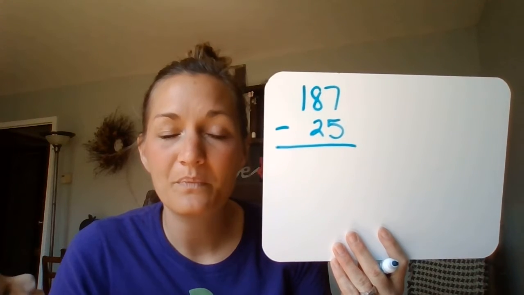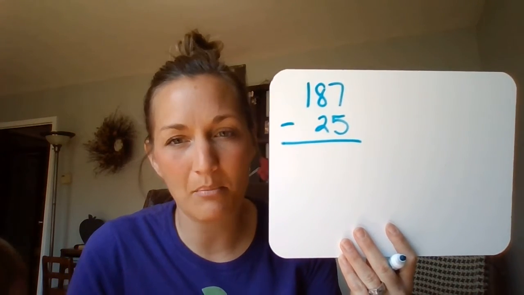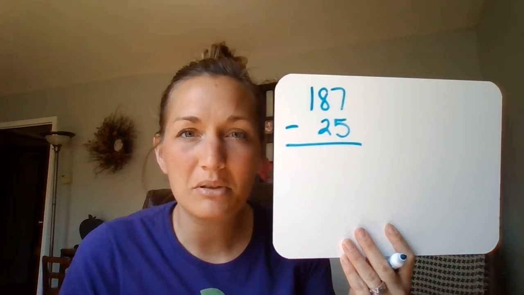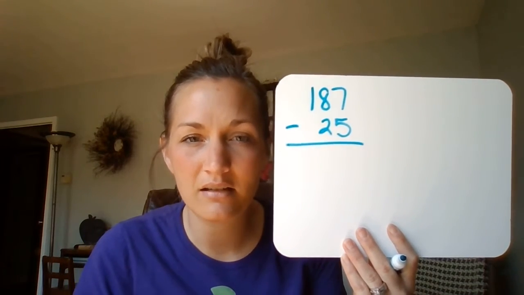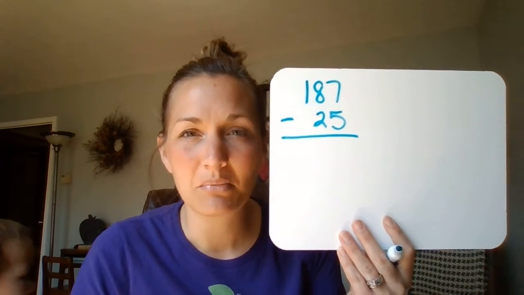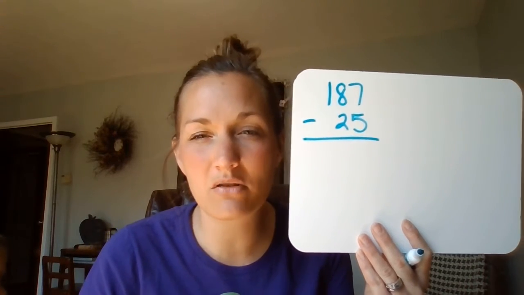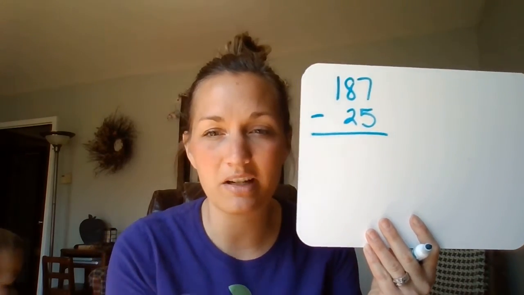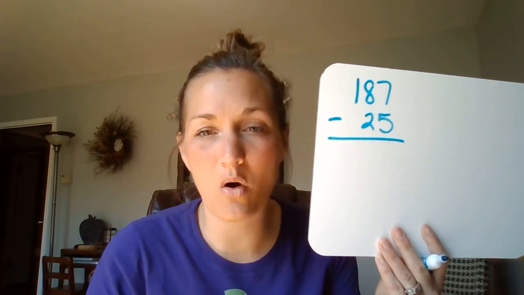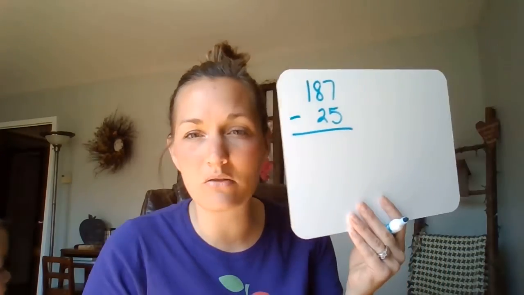First part we need to do, yes, expand the numbers. So we're going to have 100 plus 80 plus 7, and then we're going to have 20 plus 5. Now remember, you have to make sure that you line up the numbers, hundreds, tens, ones, so that it all matches. Okay, so I'm going to write those out for you to see. So I need to expand my numbers, 100 plus 80 plus 7. And now we're going to do 25.